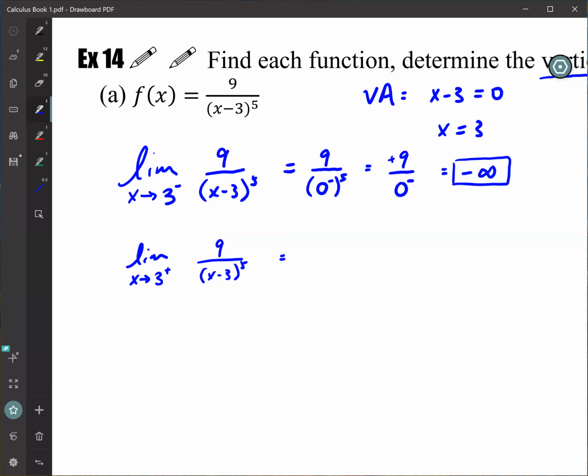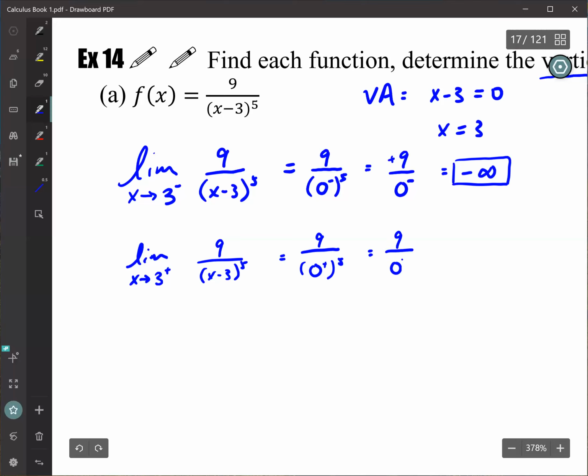You write the 0 positive and then exponent 5. Okay, 0 positive exponent 5, 9 over, right? And then that will be 9 over 0 positive, because positive to the 5 is still positive. So positive divided by positive will be positive. So positive infinity.